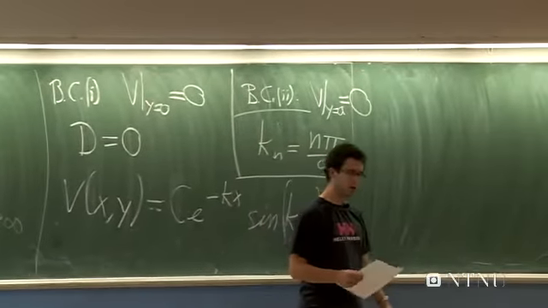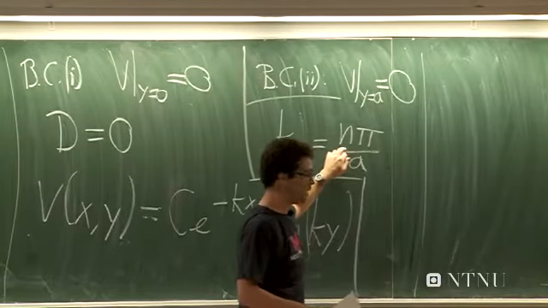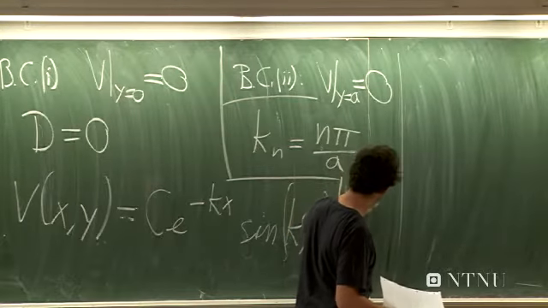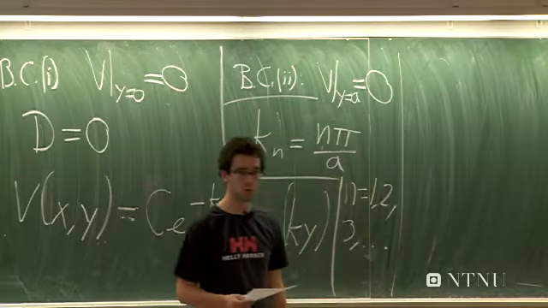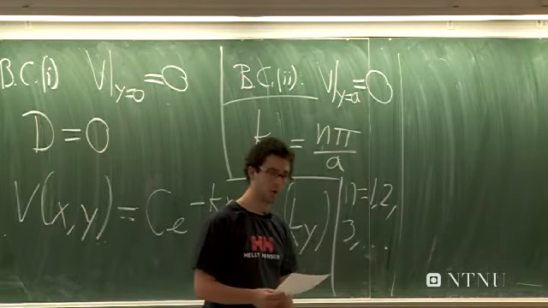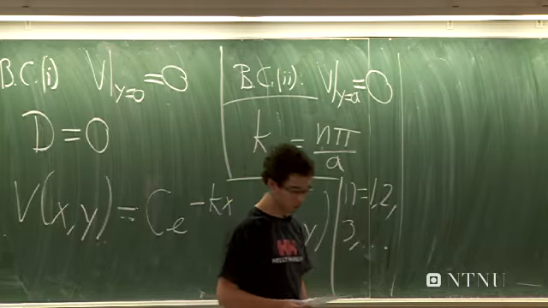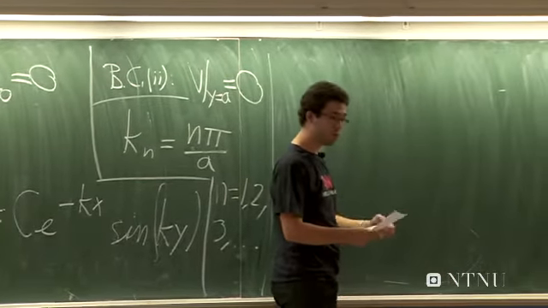But this now, because we have, let's see, n is of course an integer. So n is equal to 1, 2, 3, and so on. And now we have an infinite number of solutions which could possibly satisfy the boundary conditions. So I can write the solution in the following way.